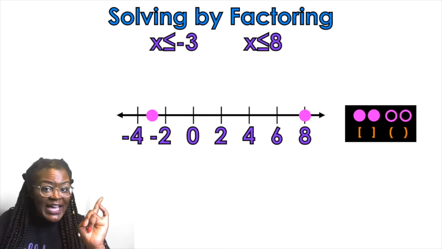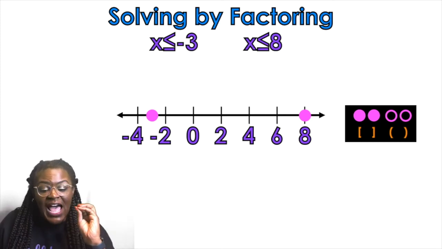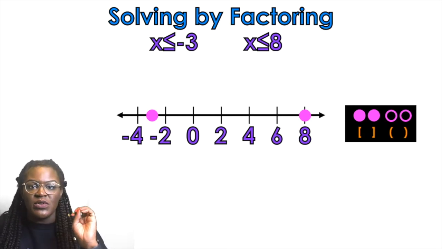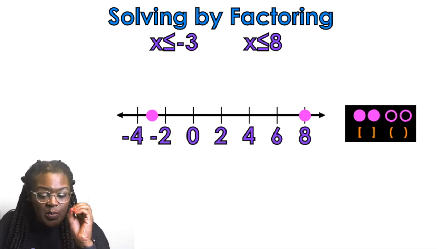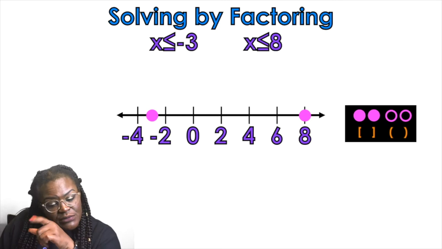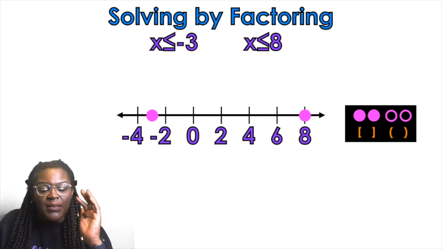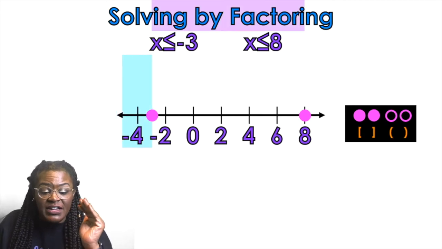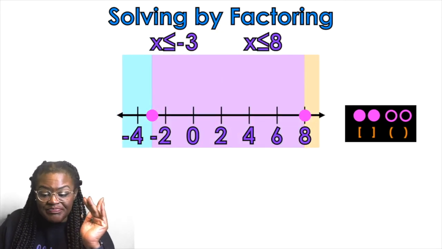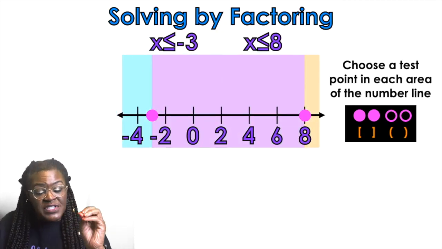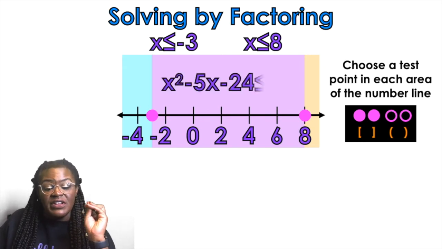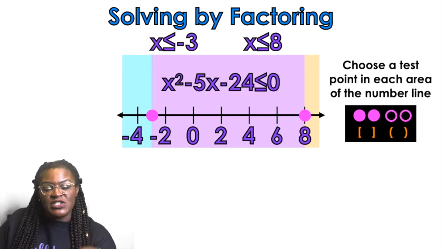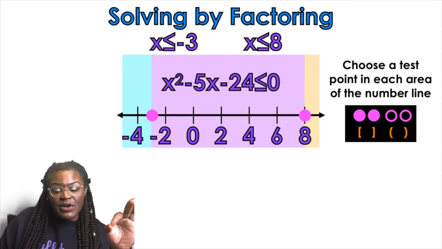Closed circles, again, why did I use closed circles? Because I have less than or equal to symbols. If I just had a less than, it would be an open circle, which we'll do that soon. So I'm gonna go ahead and show you guys visually the three different areas of our number line, okay? And remember, you're gonna choose a test point in each area of the number line. So I did x squared minus 5x minus 24 is less than or equal to 0.